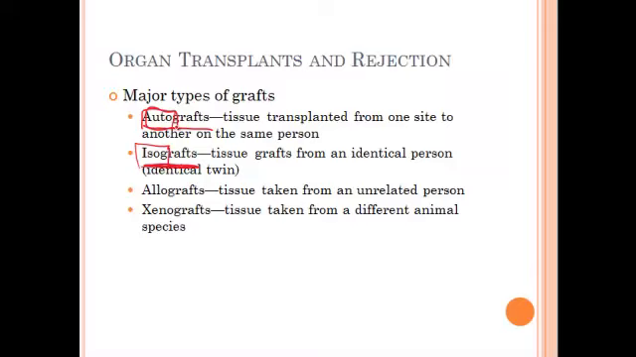Someone that gets a transplant is going to be taking immunosuppressant drugs the rest of their life, unless they have the same genetics. Because if you have the same genetics, your body's not going to be able to differentiate between your cells and your identical twin cells. And so again, this is a type of graft or a type of organ transplant that is not going to be rejected, because it's just like it's your own. You have the same genetics.